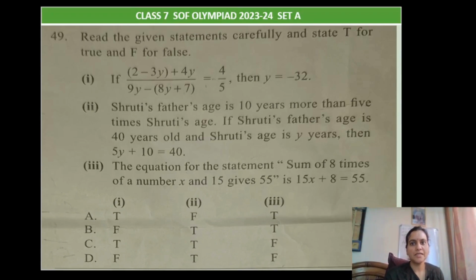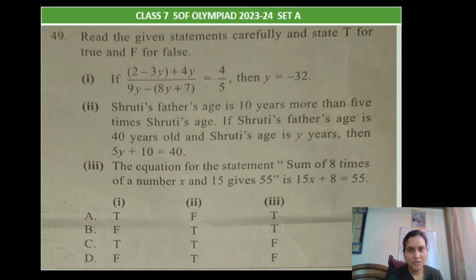Read the given statements carefully and state T for true and F for false. So first let's solve bit 1 question. We have to find the value of y from this expression. Before I solve it fully, let me just do the calculation here. 2 minus 3y, if I open this bracket, 2 will be as it is, minus 3y plus 4y will give me y, right? 9y minus 8y will give me y, and there is a minus here and plus within, plus 7. So two different signs, when we open the bracket, it will be minus 7 equal to 4 by 5.